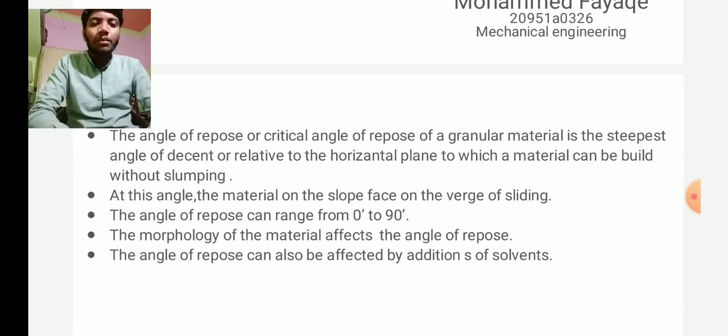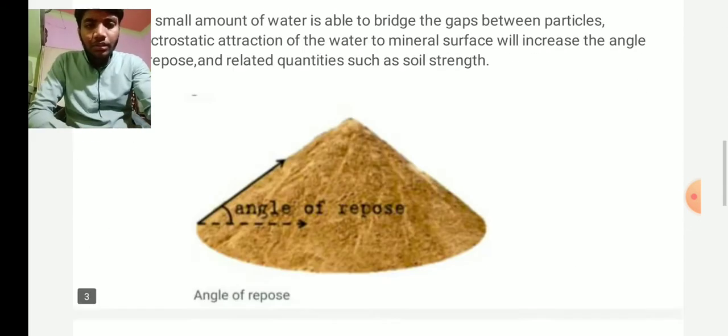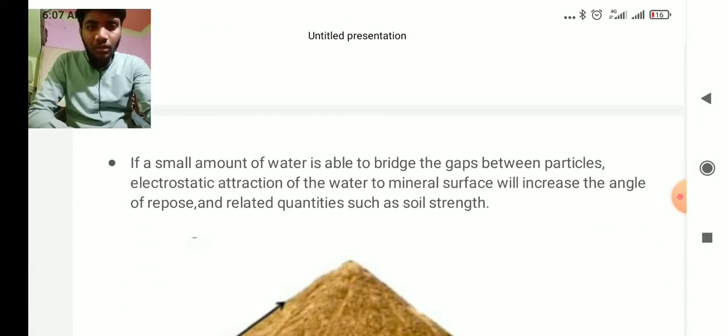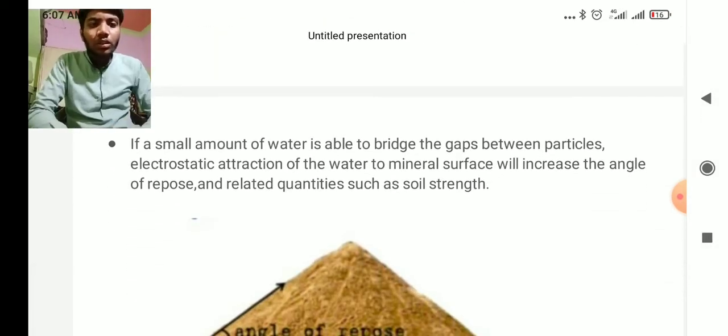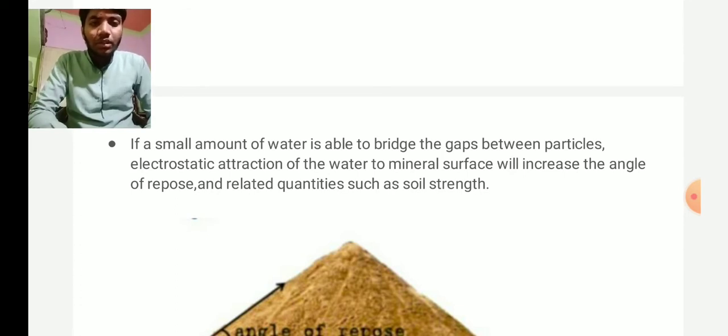The morphology of the material affects the angle of repose, and so does the addition of solvent. When we add water to the mud, the angle of repose decreases, meaning the steepest slope will decrease. There will be a major flow of water and the mud will be disturbed. But if a small amount of water is able to bridge the gaps between the particles, the electrostatic attraction of water to mineral surfaces will increase the angle of repose.